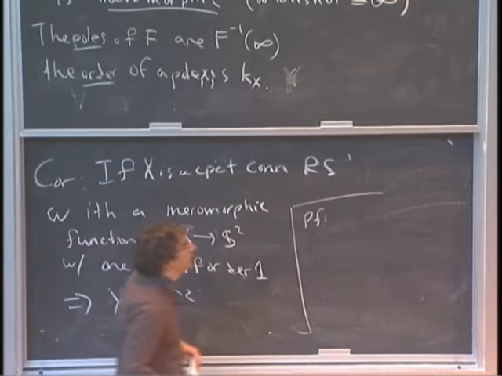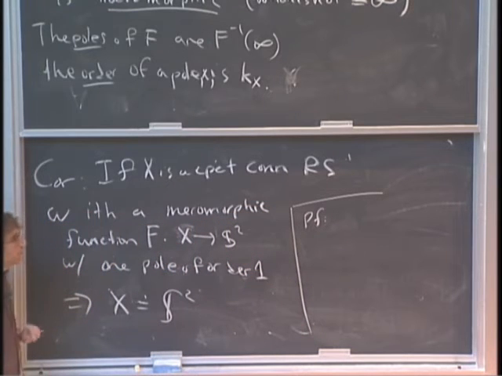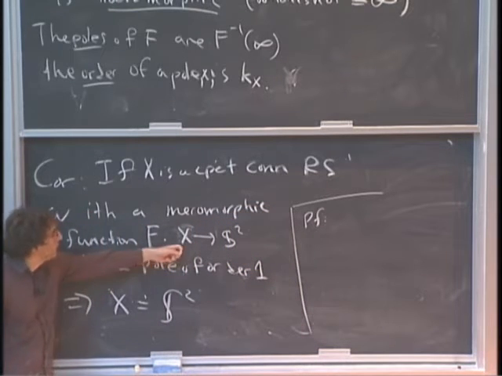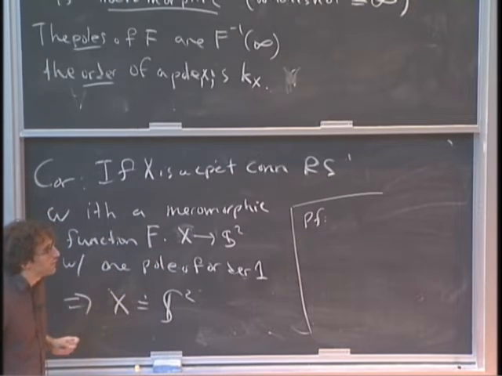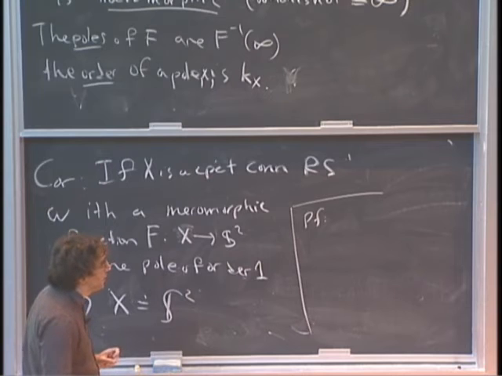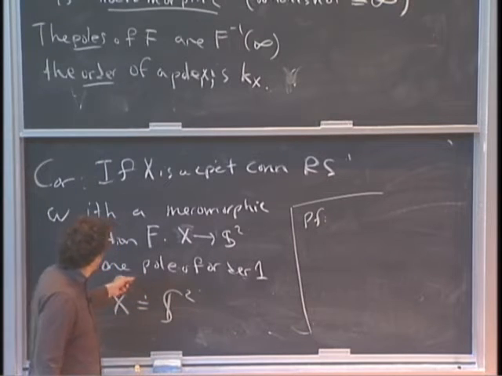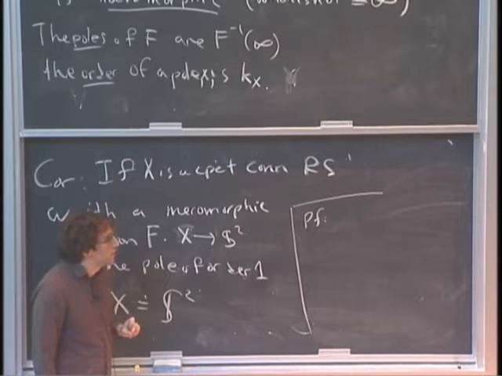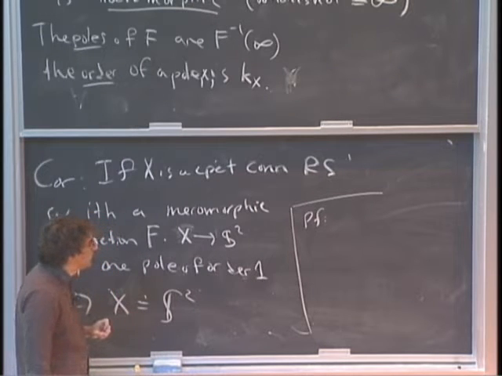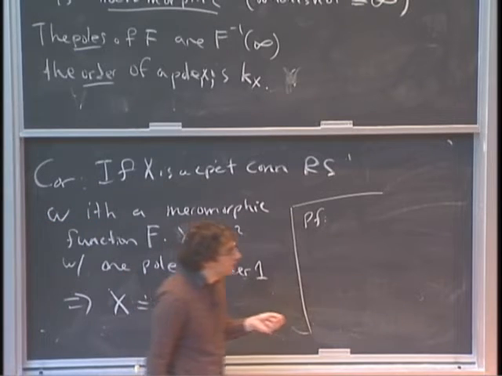Well, maybe I'll just say it in words, right? So the proof is just very easy from the proposition. The first thing is, of course, X is compact, so the map F is automatically proper. So we can apply the theorem. And the fact that you have one pole of order 1 means the degree of the map is 1. So that means that at every point, there's only one element in the preimage.